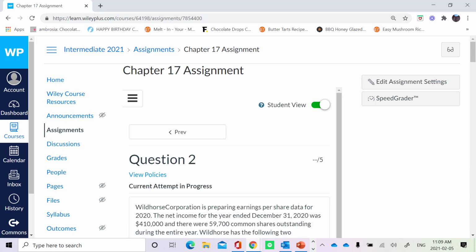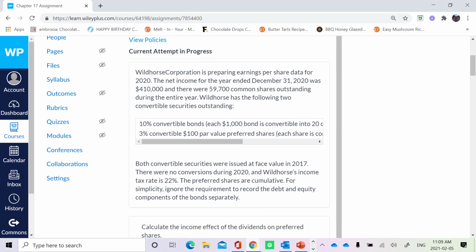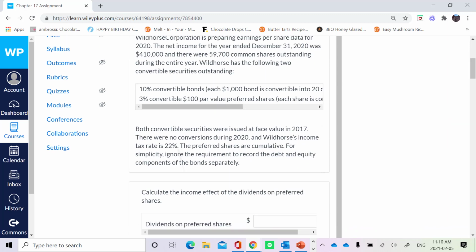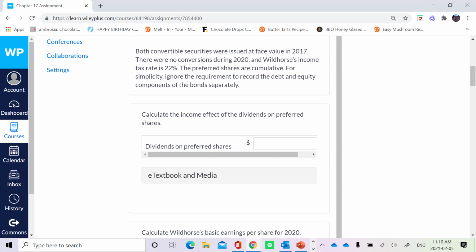The second one is where we get into diluted calculations, and there's a little more to it. We have 59,700 common shares outstanding for the entire year. So my basic calculation is easy. I don't have to do a weighted average calculation. I do have some preferred shares, so I have to deal with the preferred dividends. We do have a tax rate. We need the tax rate when we do a diluted calculation for the convertible bonds.